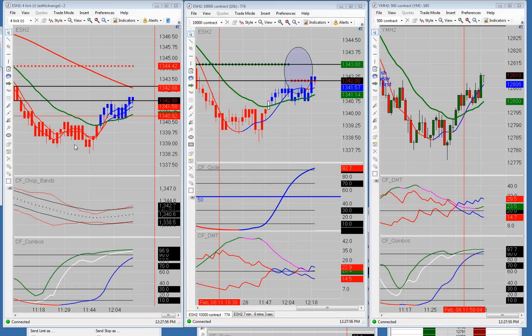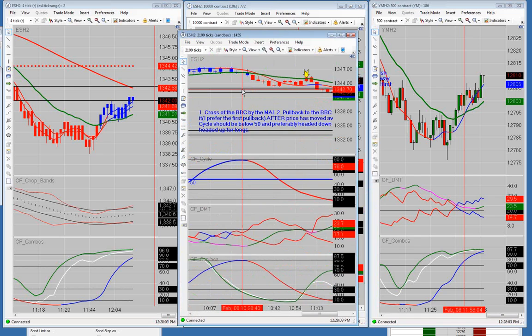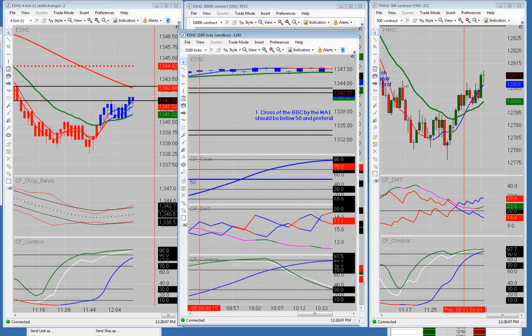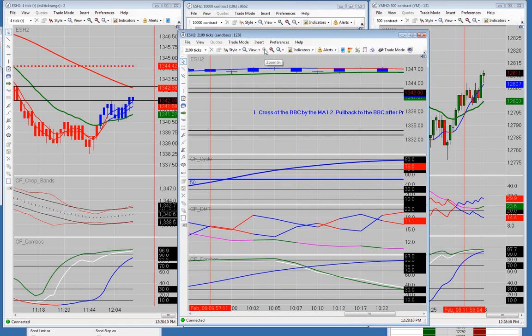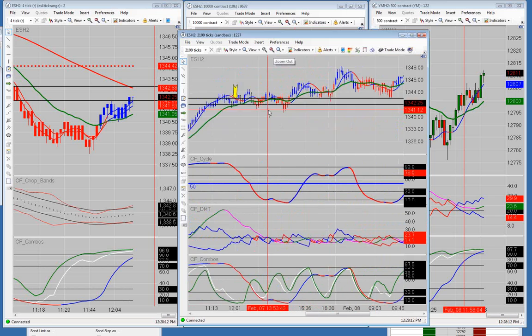In the end, Dwayne, there was one trade I didn't show you that I wanted to show you on the 2100 tick, where Dwayne got his one tick on the ES. Let me spread this out a little bit. And I'll show you where it was.